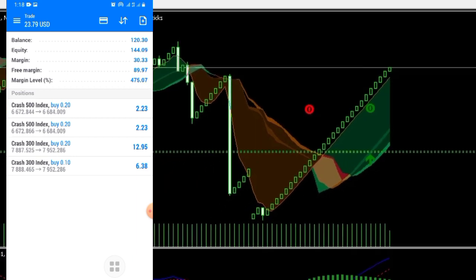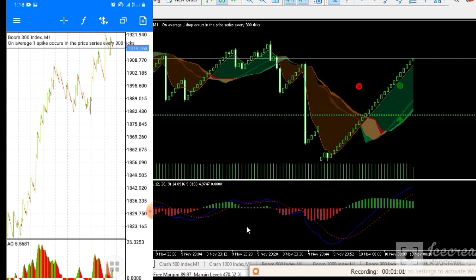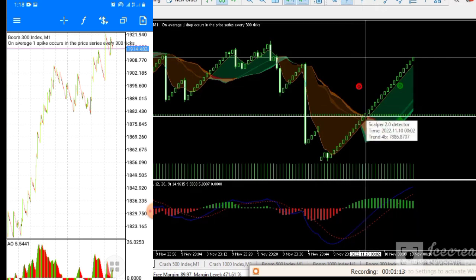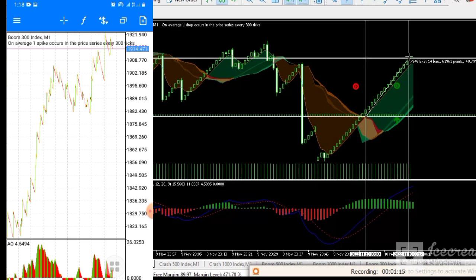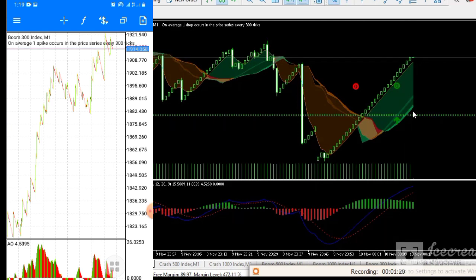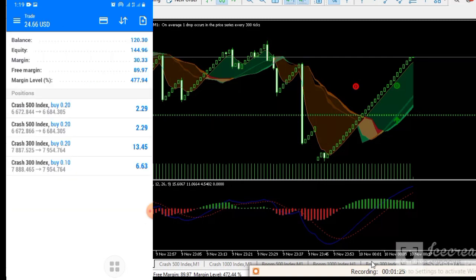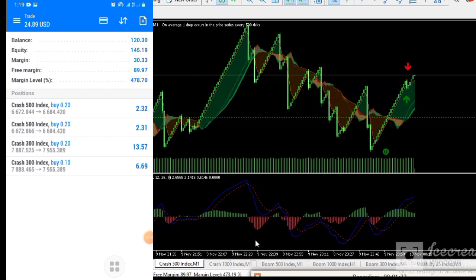Very simple. So why did I take that trade at that point? You can see my mobile screen view at the left corner. That is to show you that this is a live account, so you don't have to doubt it. We have already gotten up to 14 candlesticks. This is Crash 300, and you can see how much it is giving me on my live account at the side. That's how simple it is.